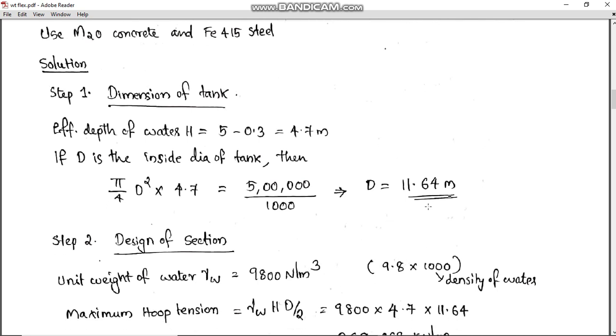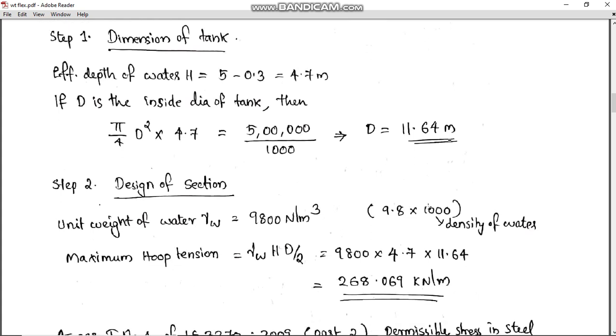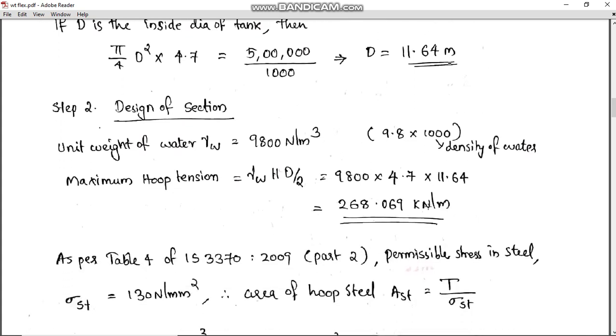Then after calculating the diameter of the tank, we have to design the section. So here firstly we have the unit weight of water, gamma W, as 9800 Newton per meter cube. Okay, so maximum hoop tension is given by the formula gamma W into H into D by 2. Substituting those values, we get the maximum hoop tension as 2268 kilonewton per meter. So this is the value for maximum hoop tension.